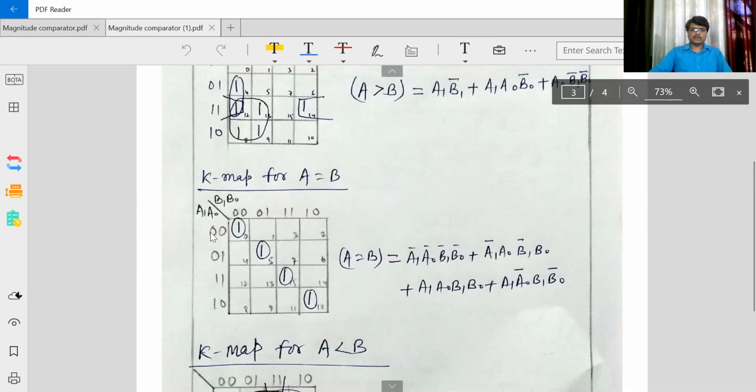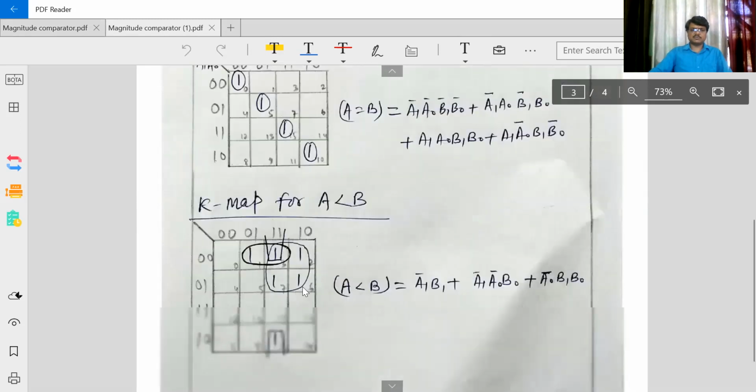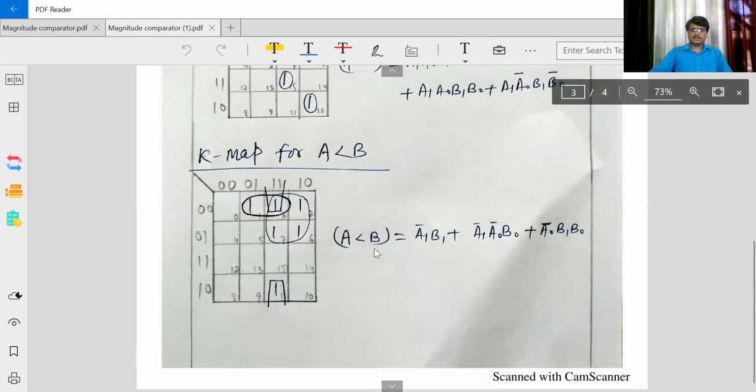So A naught A1 bar, A naught bar B naught bar, B1 bar. Like this you can write. That is very very simple. And the k map for the last one is this. You can find it on your own. I'm leaving it to you.